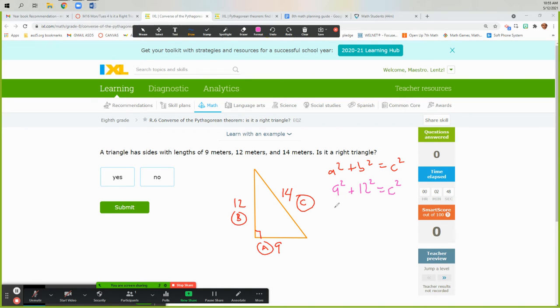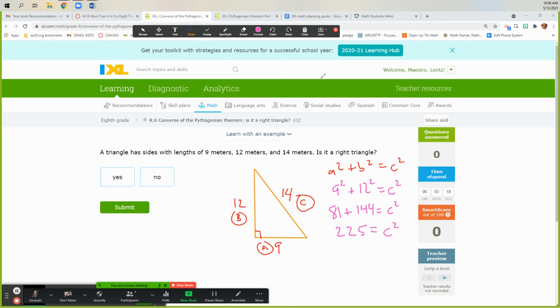So 9 squared, use your cheat sheet, is 81, plus 12 squared, use your cheat sheet, is 144, equals C squared. We're checking to see if C is the same. Now I'm going to add my 81 and my 144 together because they're on the same side. I don't have to do the opposite because they're staying over here. It's like saying I have a pile of 81 Skittles and a pile of 144 more Skittles. Why wouldn't I just put them into one big pile of 225 Skittles?